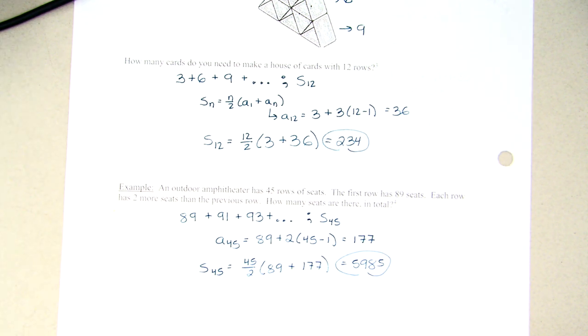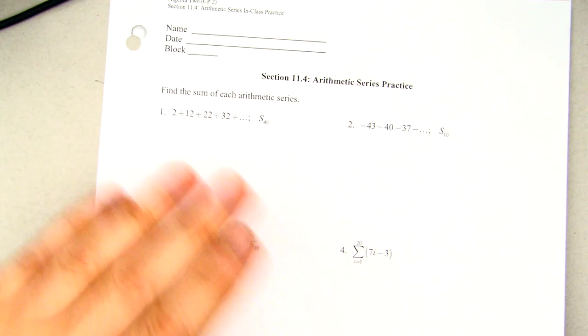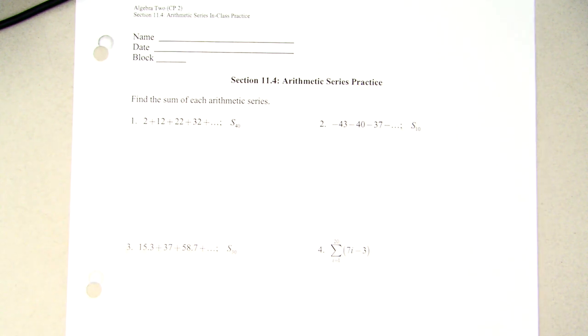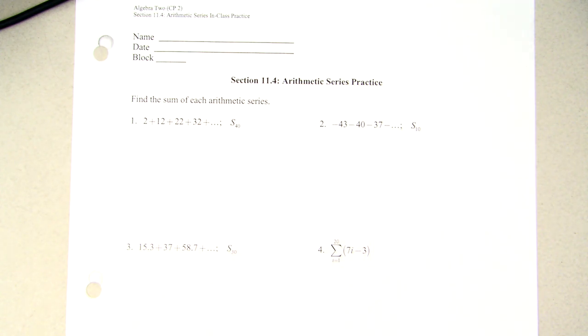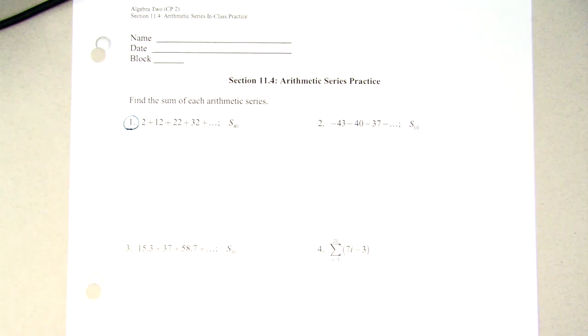The last thing you're going to do today. You should have a worksheet titled Section 11.4 Arithmetic Series Practice. This is practice with some series written in S notation and some series written in sigma notation. I want you to do problem number 1, submit your answer to Edpuzzle, then I'll show you my work for 1. Then you'll do 2, submit your work, I'll show you my answer, and all that. See what you can do in problem number 1 right now.